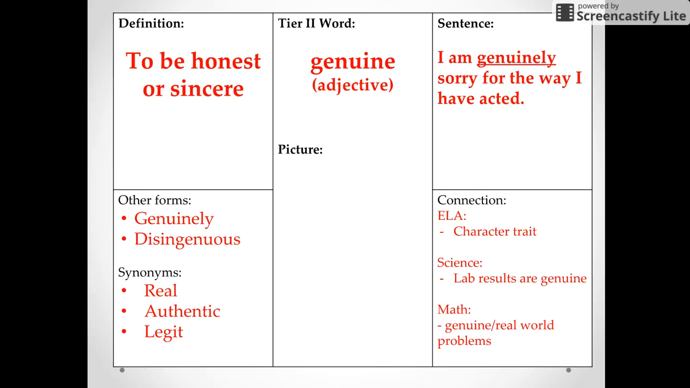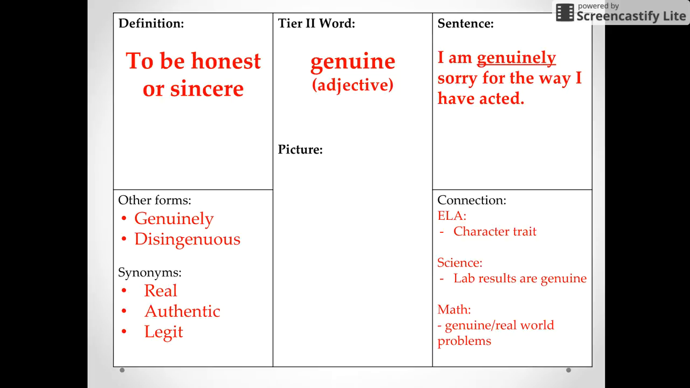Genuine is an adjective, and you guys have heard me use this word quite a bit because it means the same thing as authentic. But this one, or similar to authentic, it just means honest or sincere. Authentic means real or not fake, and genuine is saying it's honest or sincere, whatever it is that's describing. So I like to think of a genuine apology. My sentence is, I am genuinely sorry for the way I acted. People are always saying, can you give me a genuine apology?